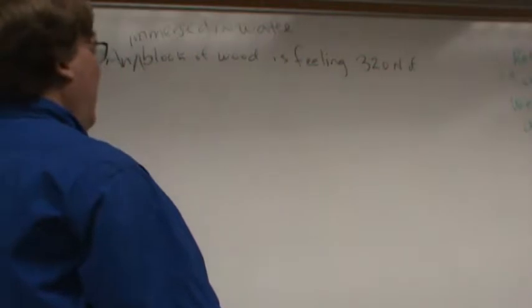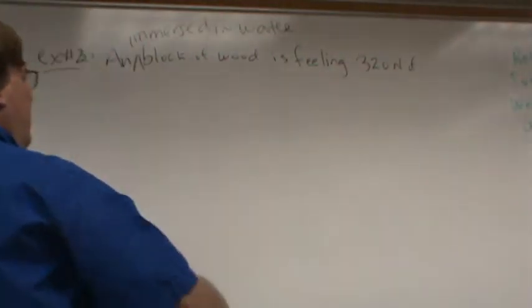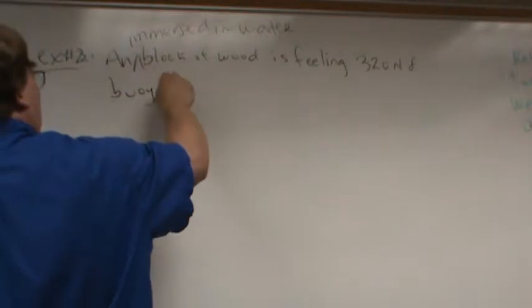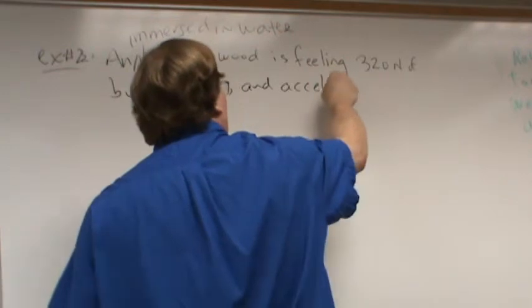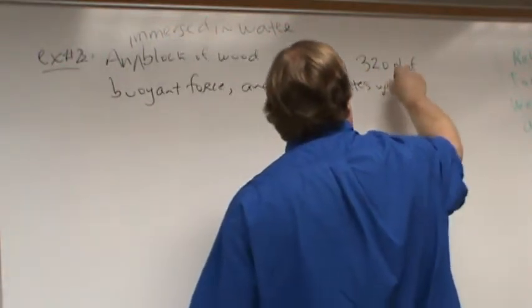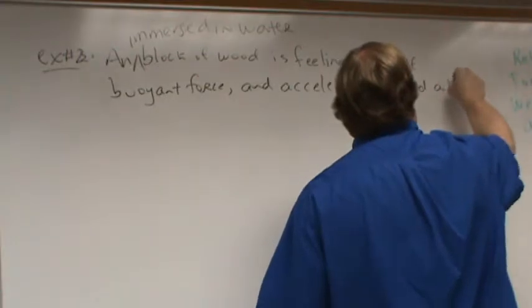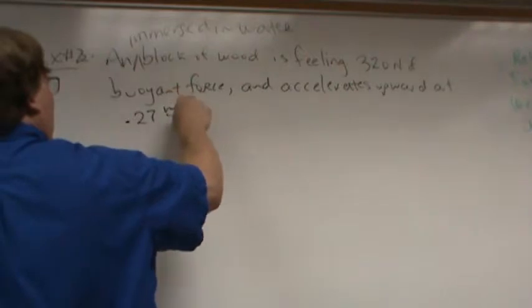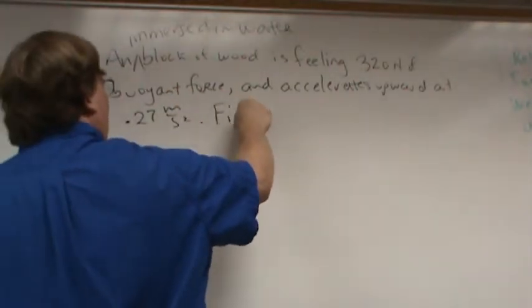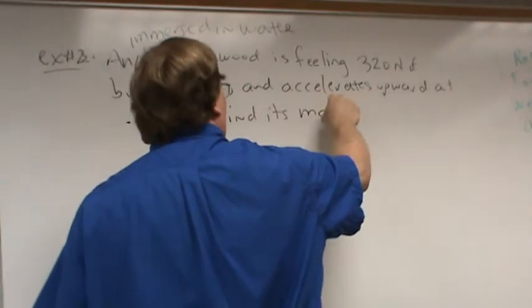Okay? So you know wood floats. So if I have it at the bottom of a swimming pool, that block of wood is going upward because it's lighter than, less dense than water. So an immersed in water block of wood is feeling 320 Newtons of buoyant force and accelerates upward at 0.27 meters per second squared, find its mass.